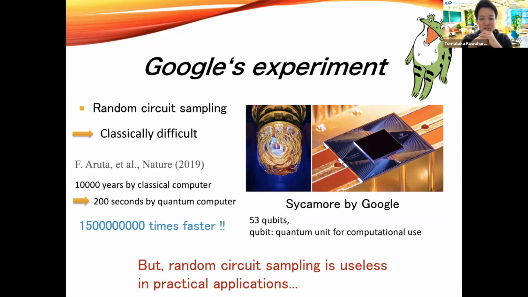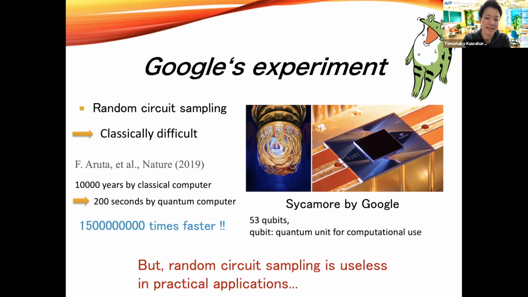Qubit is an abbreviation of quantum bit, and the number of qubits is the important measure for the size of quantum computer. In Google's experiment, they performed a task of so-called random circuit sampling by using the quantum computer. This is known to be very difficult by using the classical computer. In the experiment, their task needs 10,000 years if we utilize only the classical computer, but they achieved it in only 200 seconds by using the quantum computer.